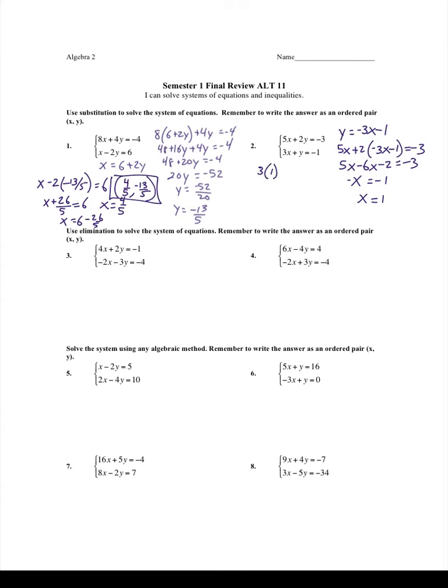We can plug that back into the second equation. 3 times 1 plus y equals negative 1. Subtract 3 from both sides, and we get negative 4. So the answer is 1 comma negative 4.